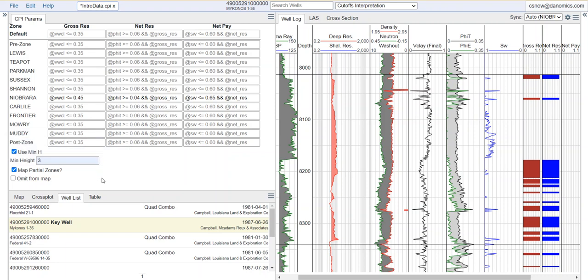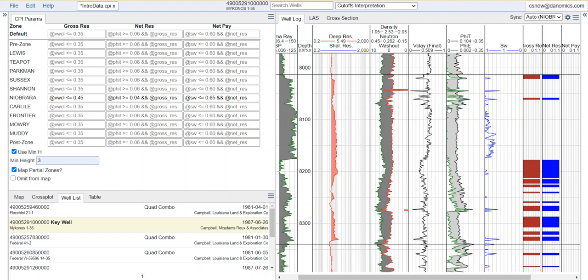Once again, it's kind of personal choice and depends on what your economic thresholds are. But in general, that is how you set cutoffs. Some questions you should ask when setting cutoffs: these should be set zone by zone.